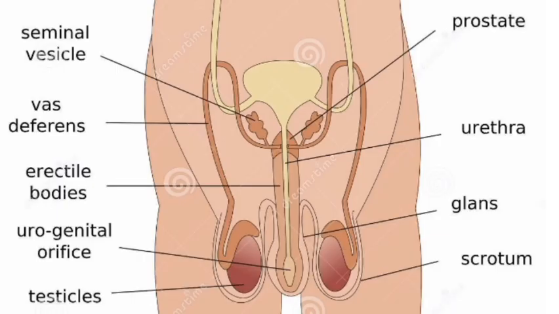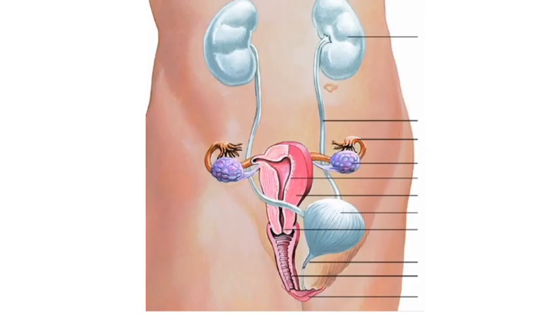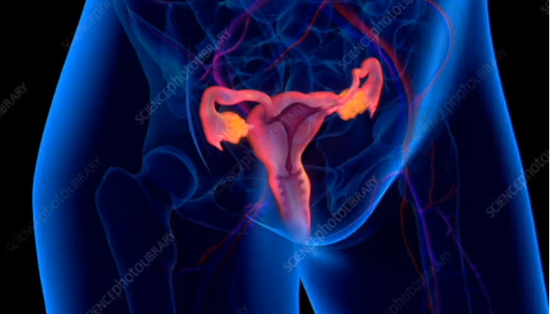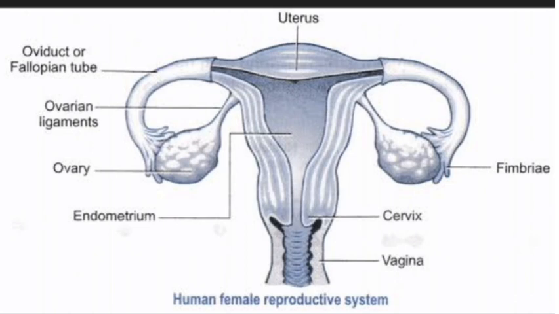We were discussing the human male reproductive system, its parts and the functions of each part. Today we will discuss the structure of the female reproductive system in humans. This organ system is located in the abdominal cavity. It has a pair of ovaries, a pair of fallopian tubes or oviducts, a muscular uterus, cervix and vagina.